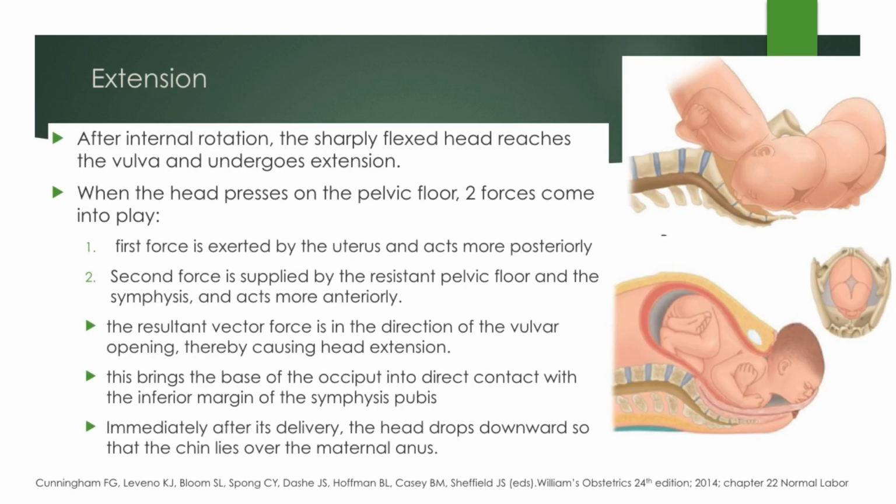Next is extension. After internal rotation, the sharply flexed head reaches the vulva and undergoes extension. When the head presses on the pelvic floor, 2 forces come into play. The first force is exerted by the uterus and acts more posteriorly. The second force is supplied by the resistant pelvic floor and the symphysis and acts more anteriorly. The resultant vector force is in the direction of the vulvar opening, thereby causing head extension, and this brings the base of the occiput into direct contact with the inferior margin of the symphysis pubis. Immediately after its delivery, the head drops downward so that the chin lies over the maternal anus.